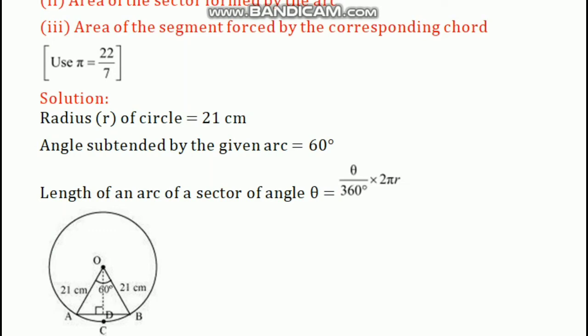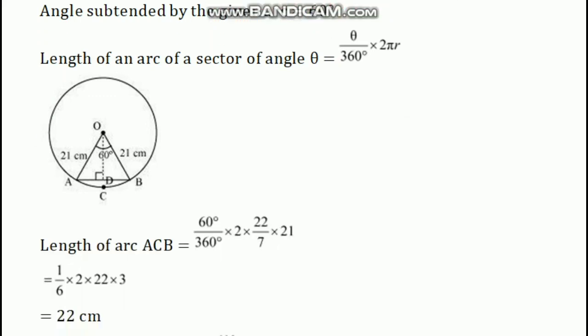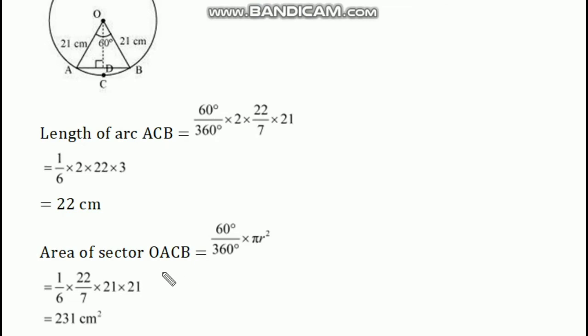Length of arc, we know how to find out. The formula is theta by 360 into 2 pi r. Substitute the angle and radius in the given formula, then we get the answer, 22 centimeters. Next we need to find out area of sector. Area of sector is theta by 360 into pi r square. Substitute in the formula, then we get the answer, 231 centimeter square.